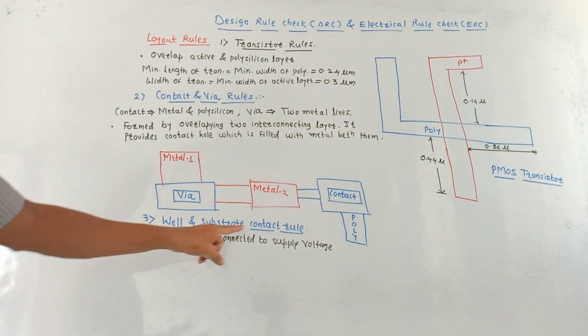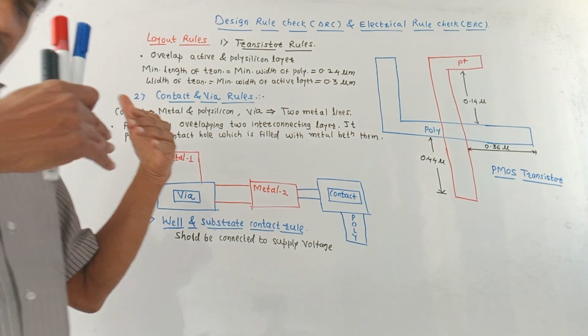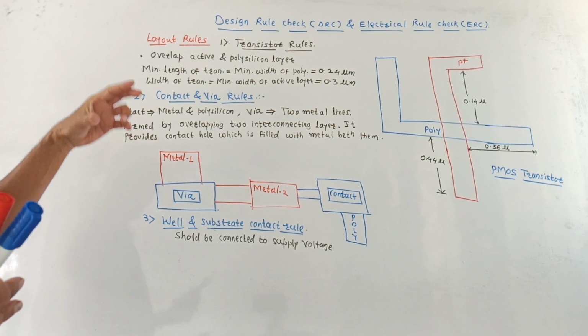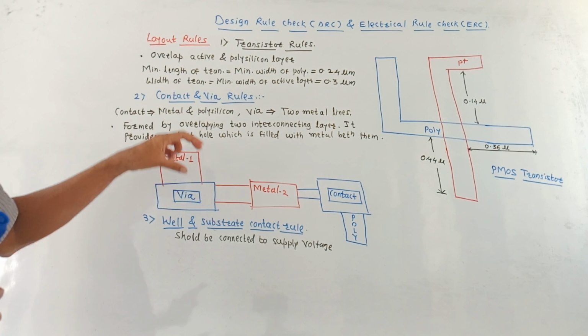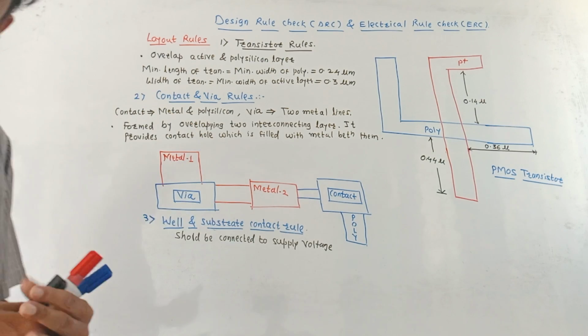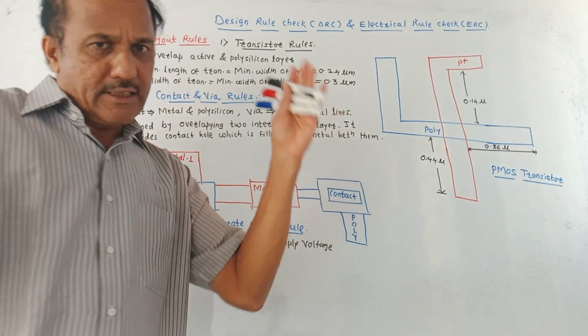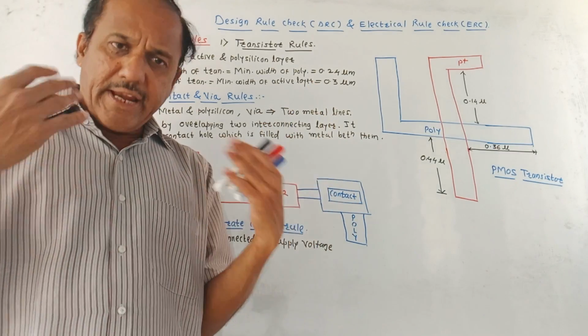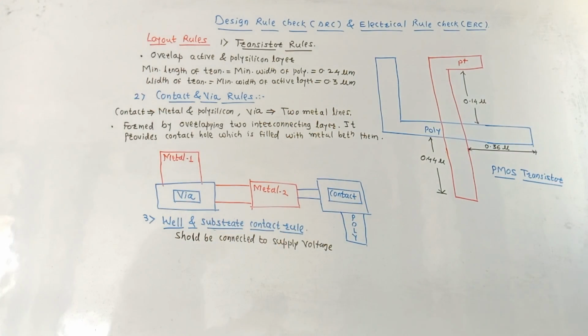Third is well and substrate contact rule. There should be proper connection. So this well and substrate should be connected to the supply voltage. If it is not connected, then the transistor contacts with the substrate will create the parasitic effect.